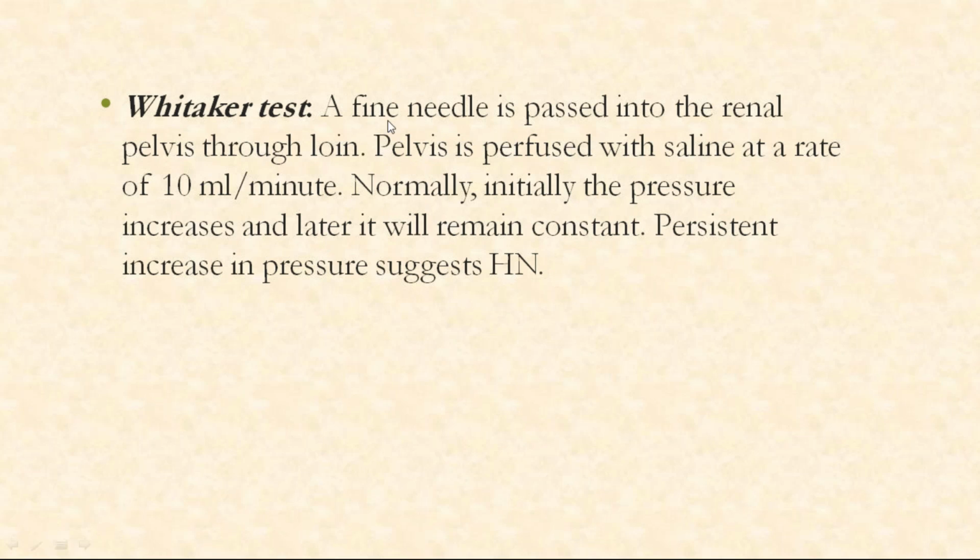Here, what you have to do is pass a fine needle into the renal pelvis through the loin, and the pelvis is perfused with saline at the rate of 10 ml per minute. Normally, initially the pressure increases, but later it will remain constant. So persistent increase is suggestive of obstruction. That is the Whitaker test.